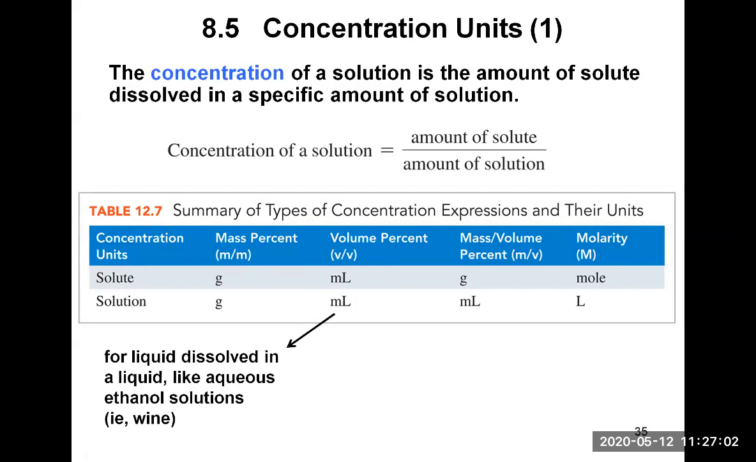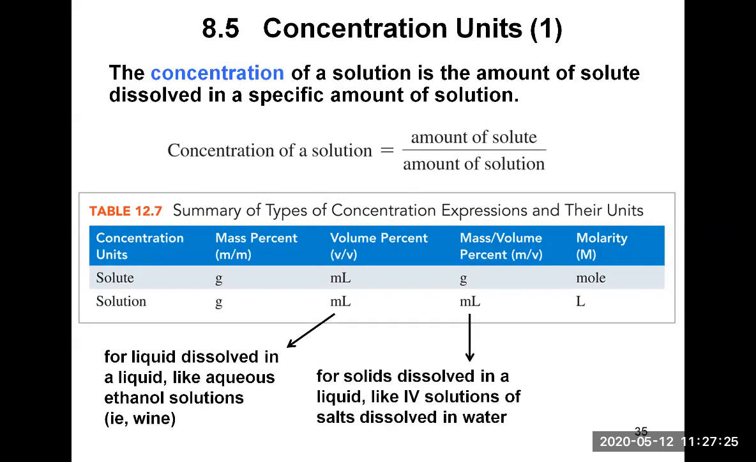We'll see that the volume percent is typically used for liquids dissolved in liquids because it's in milliliters over milliliters. Aqueous ethanol solutions, like wine, typically have the alcohol amount given in volume percent. The mass per volume percent is typically given for solids dissolved in liquid because solids are measured in grams and a liquid in milliliters. IV solutions, intravenous solutions of salt dissolved in water, typically will be given in a mass per volume percent. And then molarity, as I said, is used mostly in chemistry labs because it gives a number of moles per liter of solution, which is convenient when you do chemistry calculations.